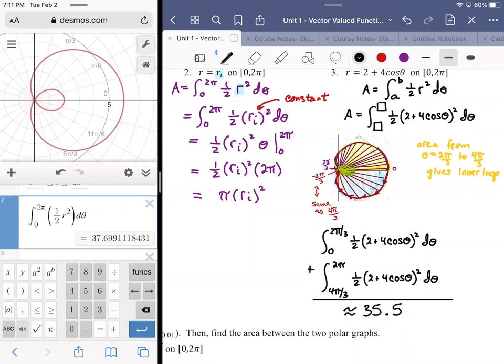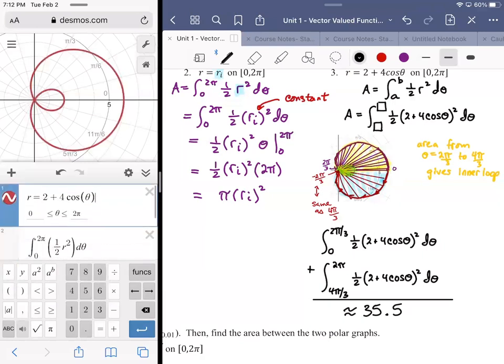And in fact, that difference between 37.7 and 35.5, which is the correct answer, is only attributable to the area of that tiny little loop on the inside, right? So that inner loop has an area of about 2-ish, a little less than 2, maybe 1.8, right? But let me just show you really quickly.